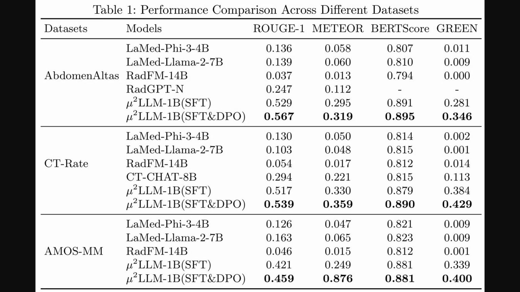Moving to this table, it really shows the payoff. It compares the new µ2LLM against several much larger models on different datasets. We see a few metrics here. ROUGE and METEOR are common ways to measure text similarity, while BERTScore is a more advanced version. But the key one is the GREEN score, which measures that clinical accuracy we talked about. Across the board, the 1 billion parameter µ2LLM, especially after that direct preference optimization step, dramatically outperforms models that are up to 14 times larger.